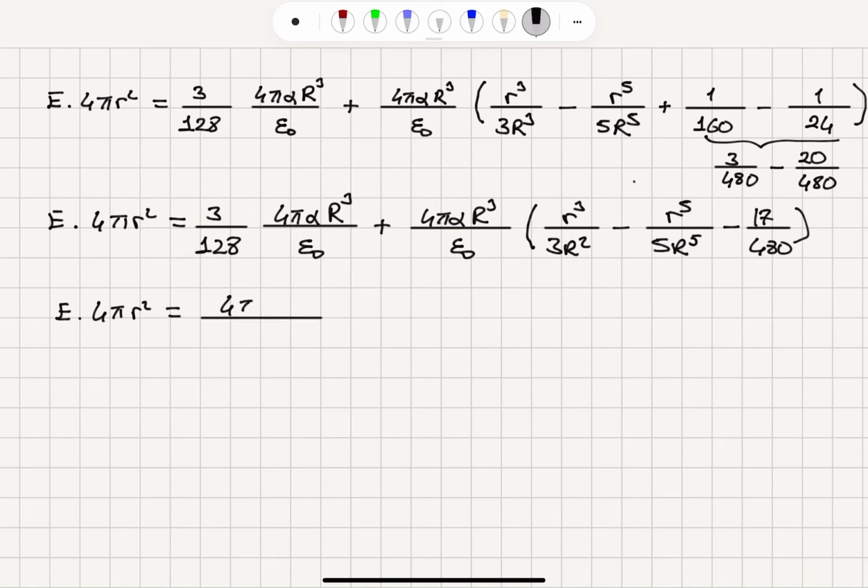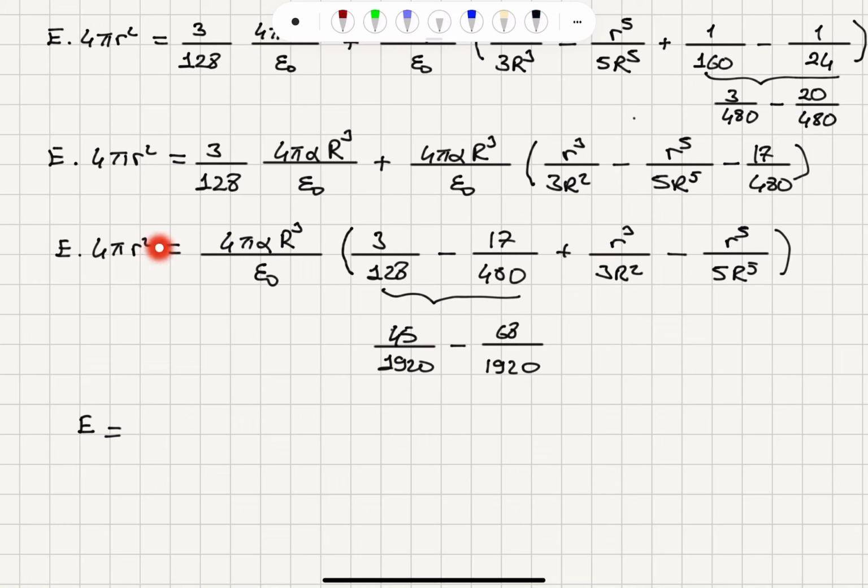So that gives me E is equal to, now I can divide by 4 pi R squared to obtain the magnitude of the electric field. Alpha capital R cube divided by epsilon 0 R squared, because these 4 pi's have disappeared.